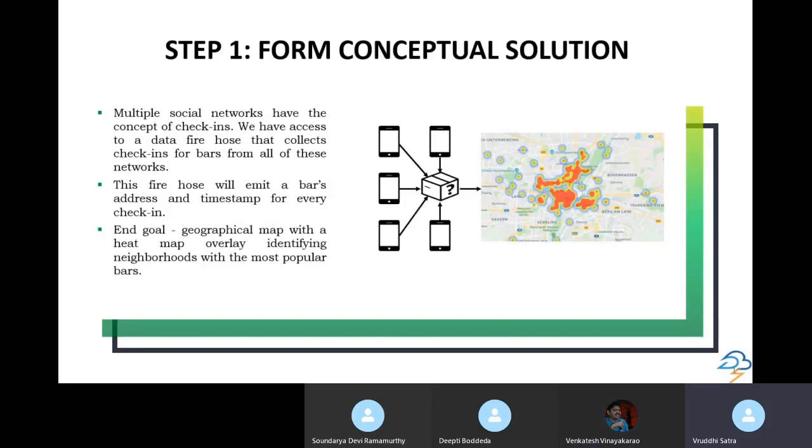So let's form a conceptual solution for this problem. Many social media platforms have this concept of check-ins. So we have access to a data firehose that collects check-ins for bars from all of these social media platforms. This firehose will emit a bar's address and a timestamp for each check-in that happens. Our end goal is to produce a geographical map with a heat map on top of it, identifying the popular neighborhoods.